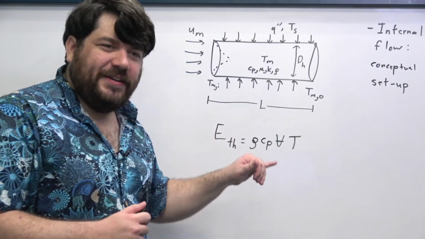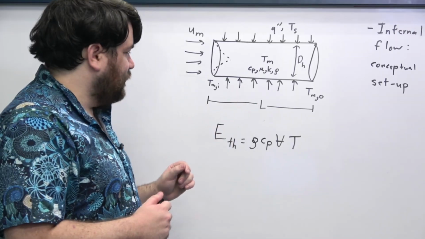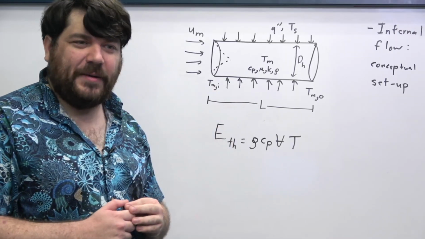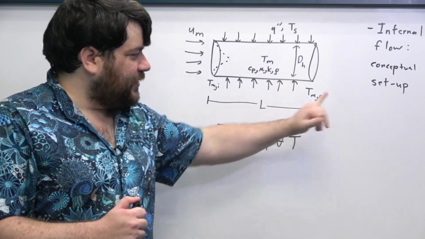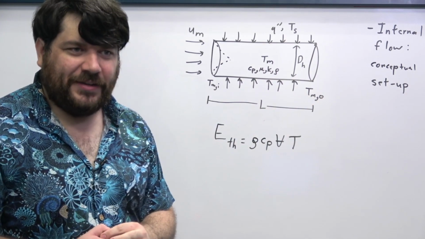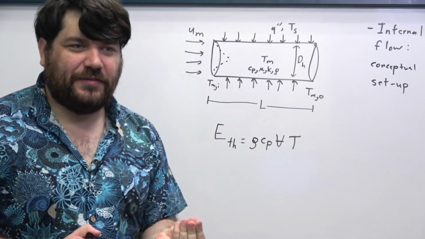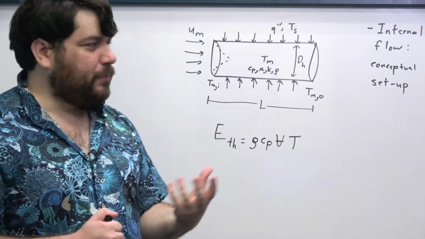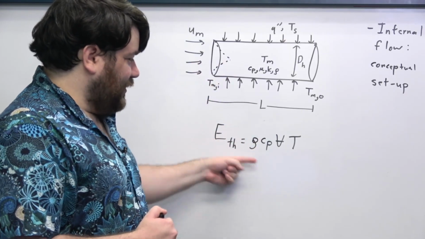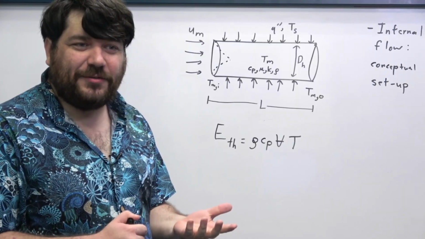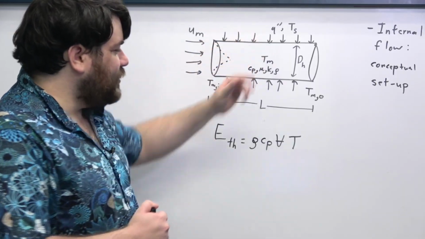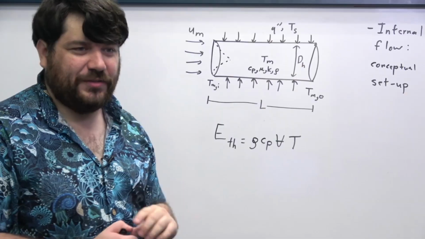If liquid is flowing into this system with a temperature TMI and leaves the system with temperature TMO, that means that the liquid must have absorbed some thermal energy, because the thermal energy that we're writing down here has increased. There had to have been a heat transfer process that caused the thermal energy of this liquid to go up.